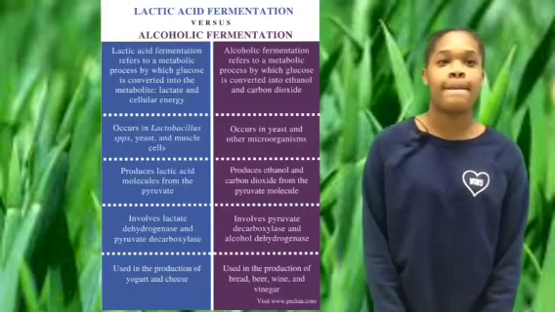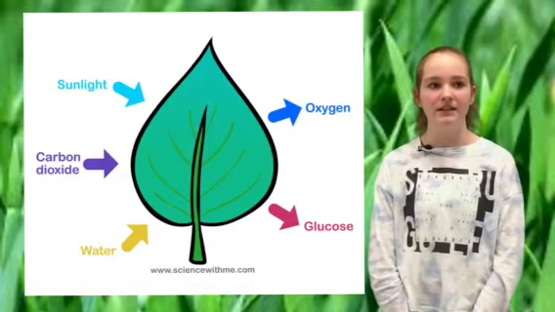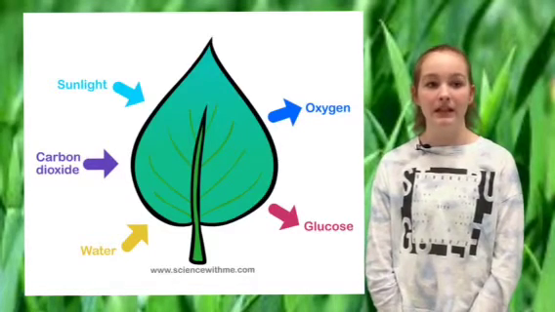Thank you for listening. We'll be talking about photosynthesis. There's two steps in photosynthesis. The first one is light-dependent reaction. This takes place in the chloroplast and makes ATP and NADPH.